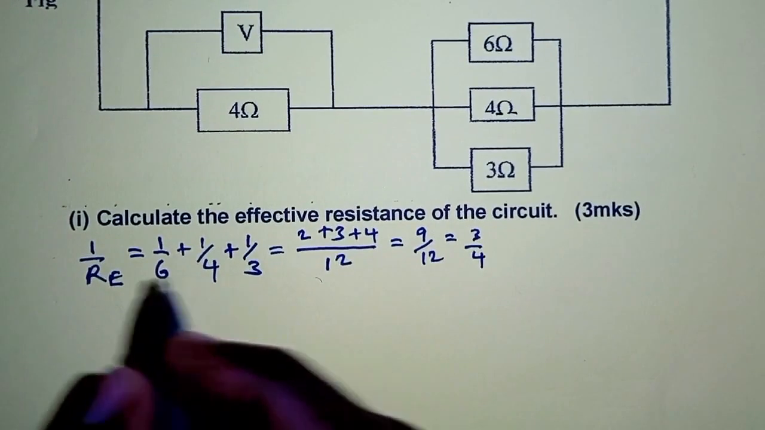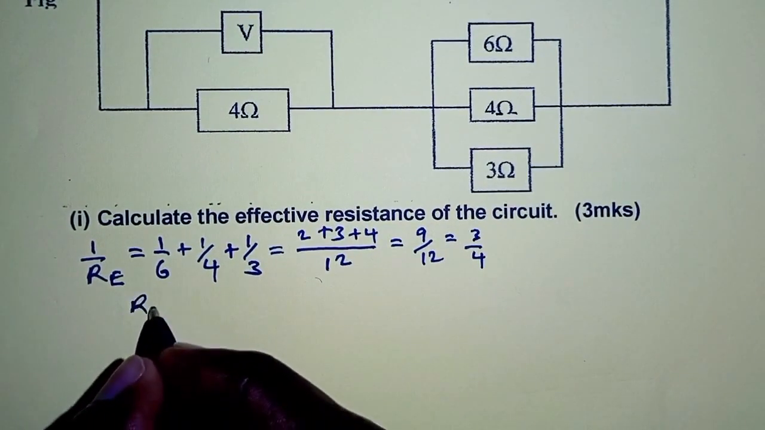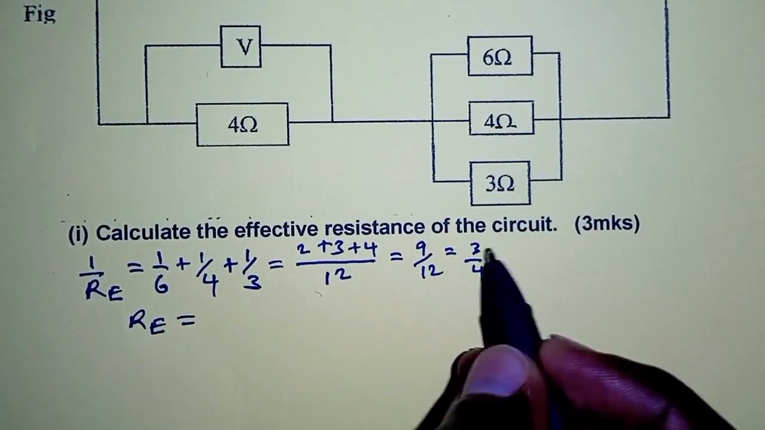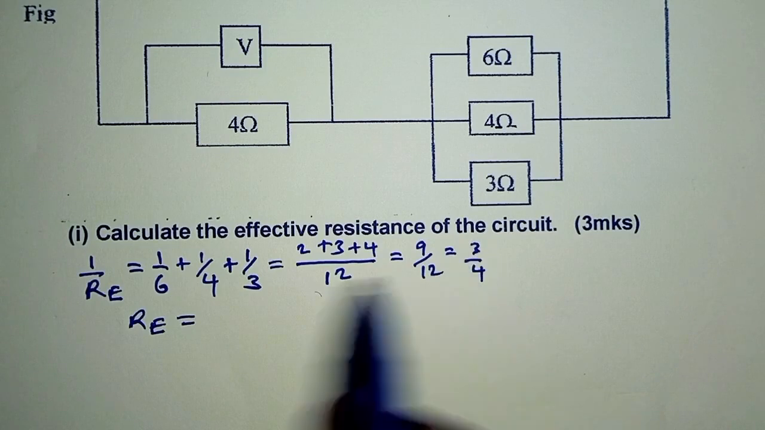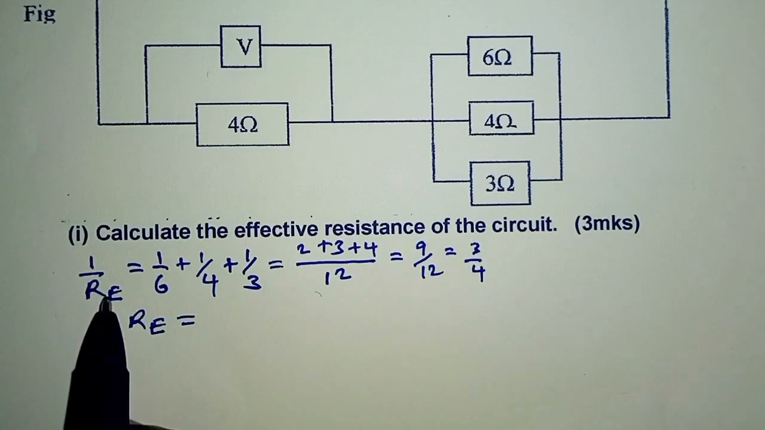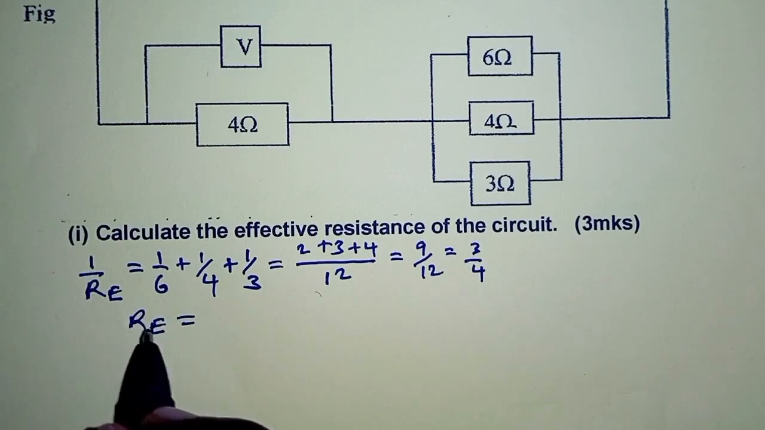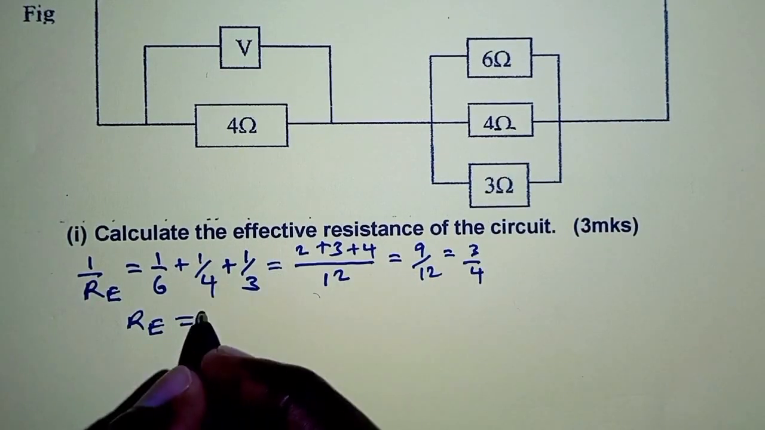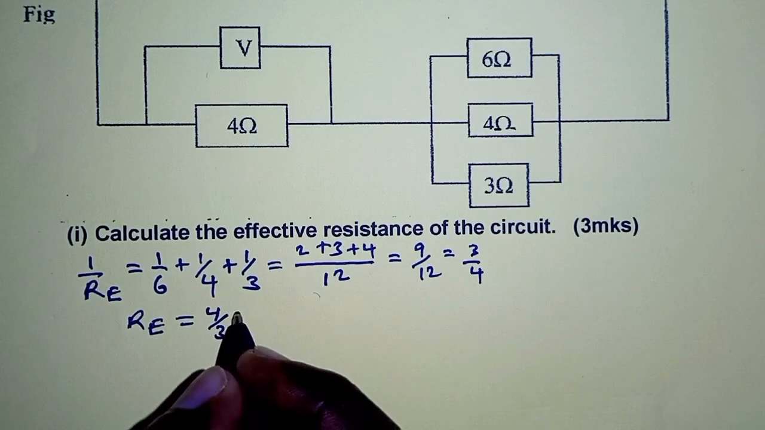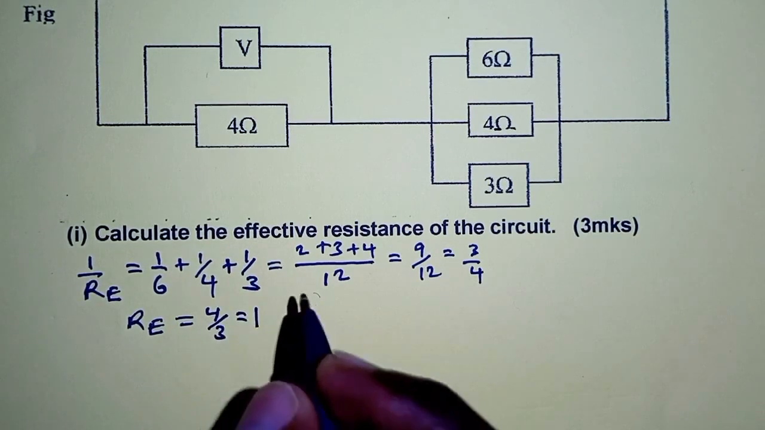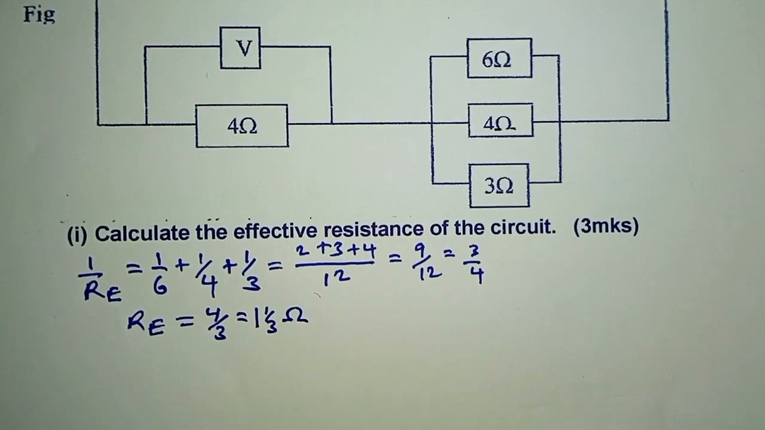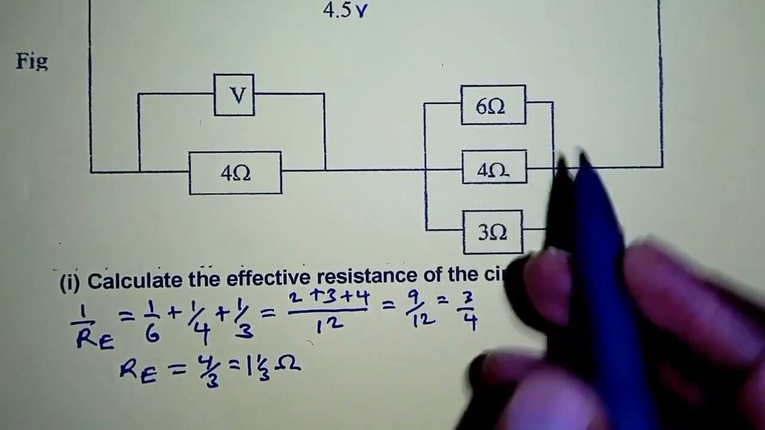And therefore, the total resistance for this part will just be the reciprocal of this. Remember, this is 1 over R sub E, and therefore the effective resistance for this part will be the reciprocal of this, which is 4 over 3, or 1 and a third ohms. That is for this part.